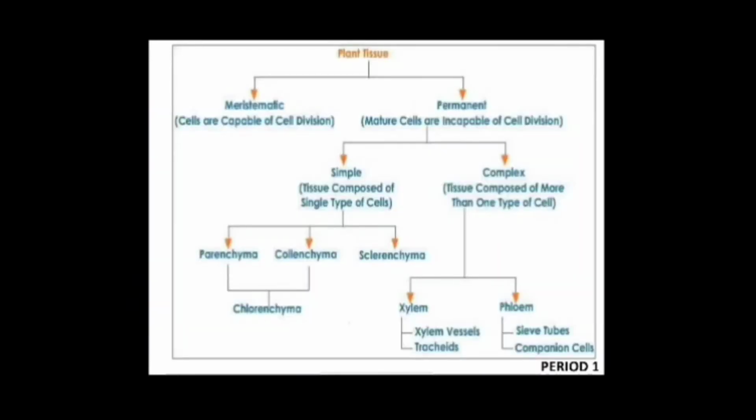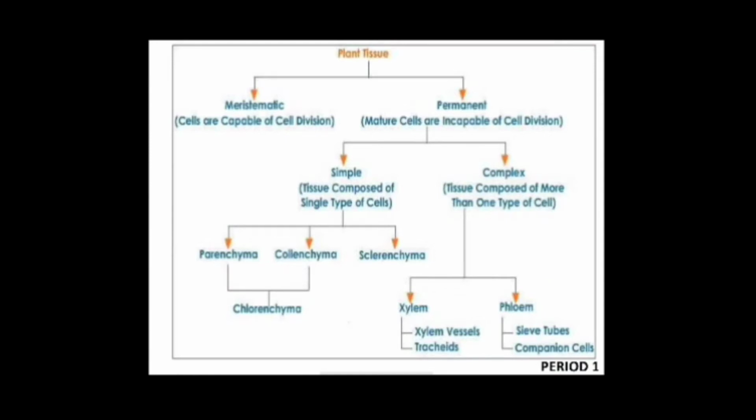So first off, we are going to start with the plant tissues. So this is an overall chart describing the plant tissues, which are divided into two, meristematic and permanent. Meristematic tissue are also known as dividing tissue. Now permanent tissue are further divided into simple and complex, and simple is again divided into three, that is parenchyma, collenchyma and sclerenchyma, whereas complex permanent tissue is also divided into two, which is xylem and phloem.